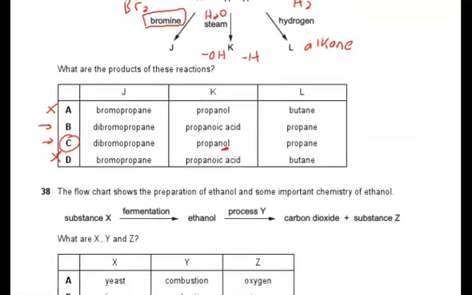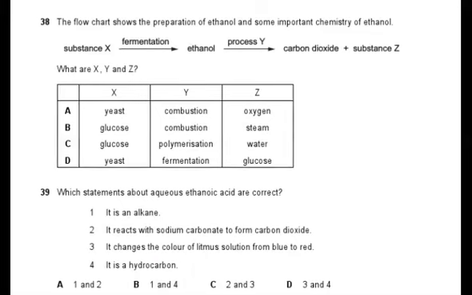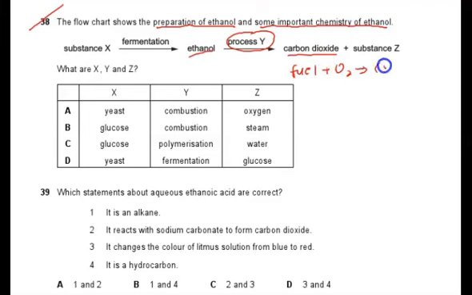Okay, let us go to number 38. When you look at it here, the flow chart shows the preparation of ethanol and some important chemistry of ethanol. So here in this process, ethanol and process Y release carbon dioxide. So ethanol releasing carbon dioxide is only by combustion. So for fuel, when they undergo combustion, you have carbon dioxide plus water. So here we have combustion and steam, which is the water. So substance X under fermentation here will be glucose. So your best answer here will be B.